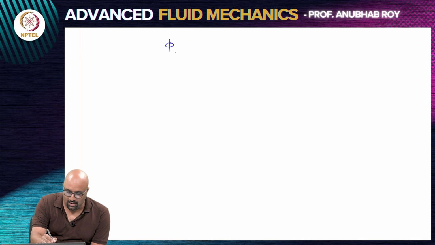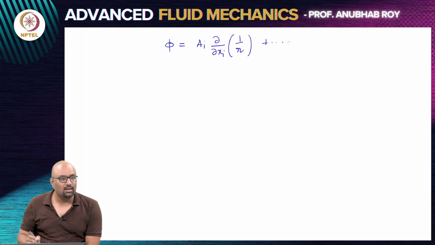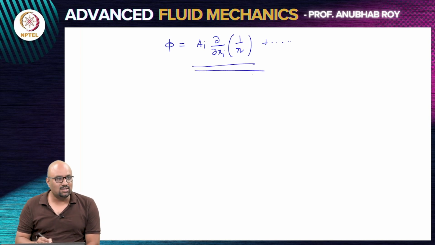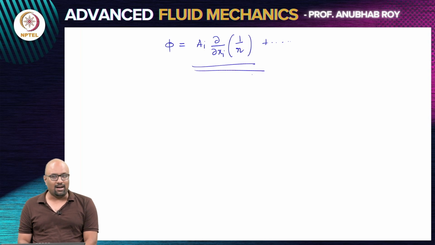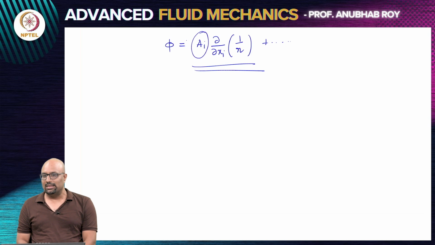So, finally, what we are concluding here is that the potential that is going to be driven by a translating object will take this particular form, a_i dou dou xi_i of 1 over r. There can be other terms, but at large distances from the body, this is what the potential will have. It does not matter what you have as the shape, because the shape is going to be captured by this constant. That constant will have information regarding the shape of the body.